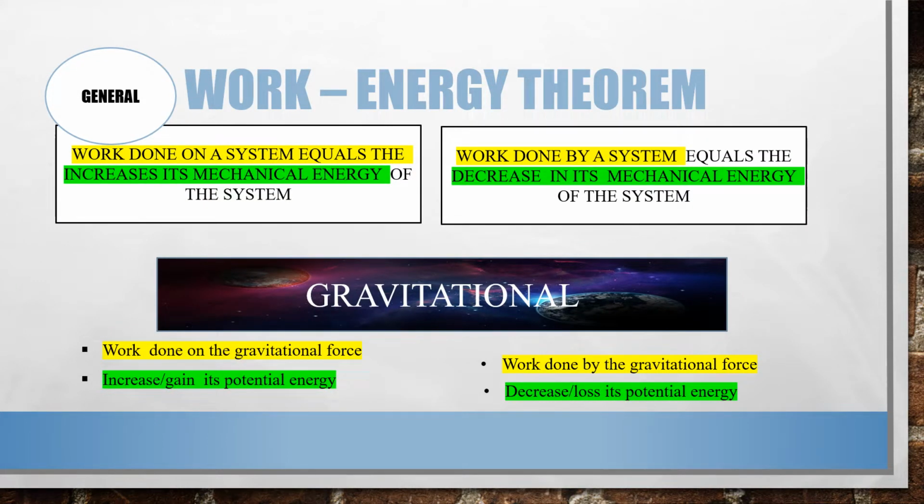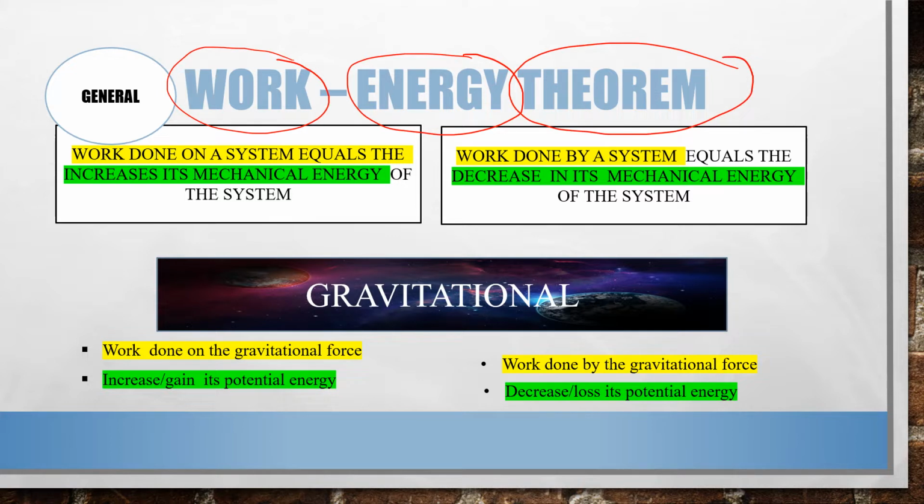Before we go into the understanding of gravitational potential energy, let's understand what the work energy theorem is. It's a theorem that you are very familiar with from Form 4. Generally, the work energy theorem says that the work done on a system equals the increase in its mechanical energy. That means the work done on a system equals the increase in the mechanical energy of the system.